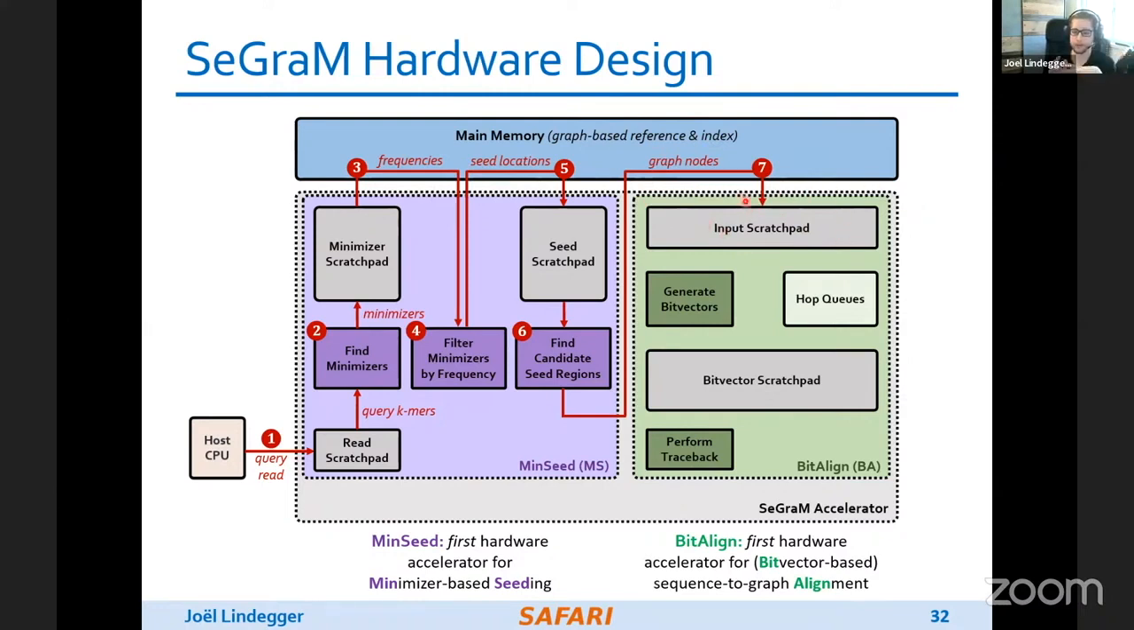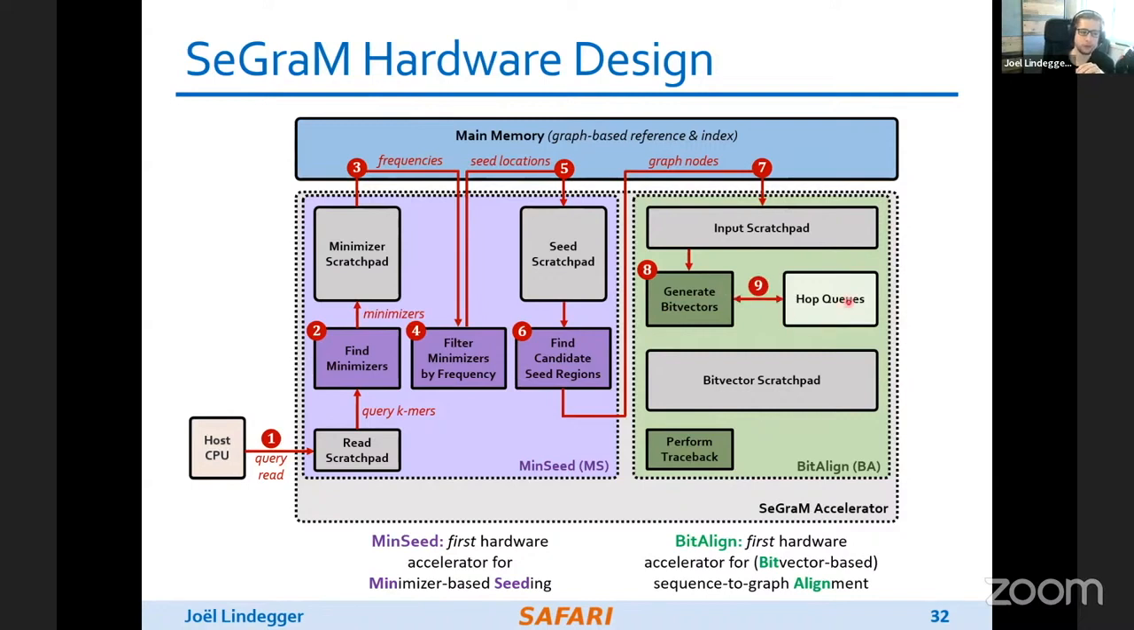Okay, so that was seeding. We obtained minimizers, queried the index, did some filtering, obtained the appropriate candidate region, and sent it to pairwise alignment. On the pairwise alignment accelerator, we generate bit vectors. Generating bit vectors means we have a computational module that executes something close to the GenASM algorithm.